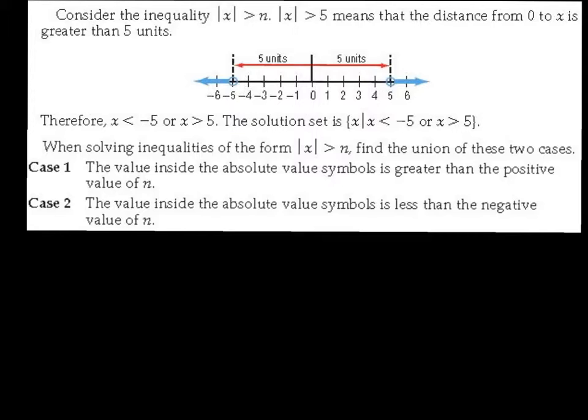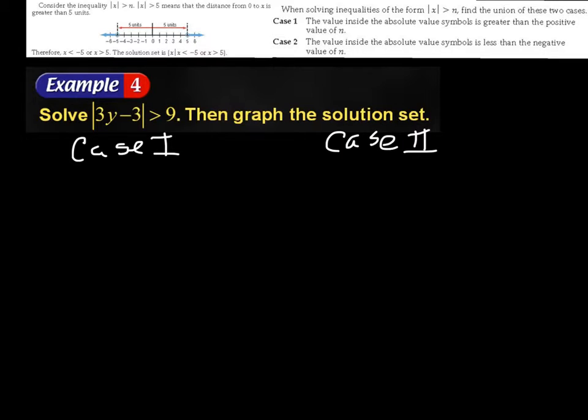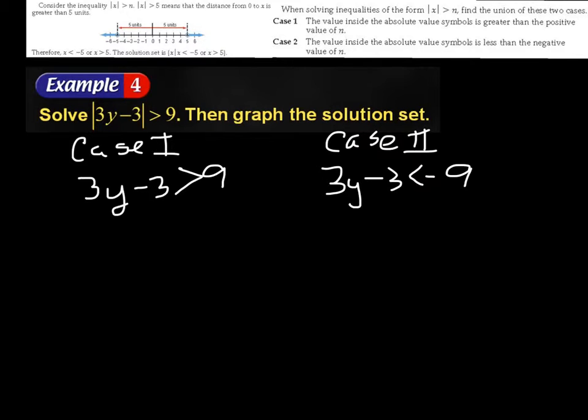Once again, when we go to solve, we're going to use our case 1, case 2. So case 1, we're going to assume the value inside the absolute value symbols was positive, so we just drop off the absolute value. In case 2, we're going to look at the possibility that it could have been negative. So if we are solving a greater than, we're still going to use our case 1, case 2. And case 2, what if it were negative? So 3y − 3 would be less than −9 because we have to reverse that inequality.